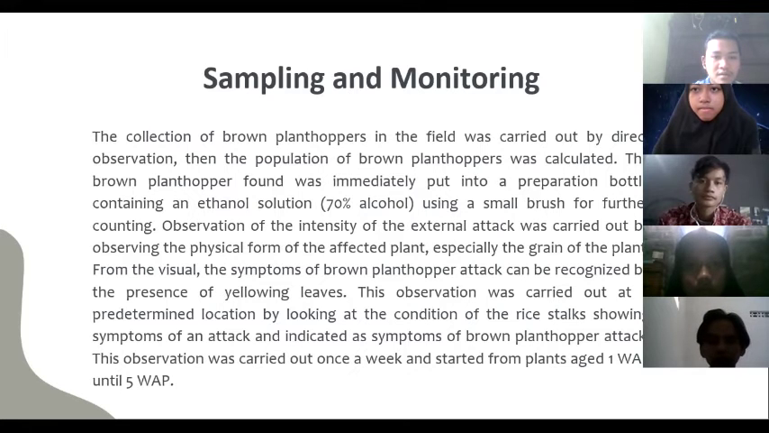From the visual, the symptoms of brown planthopper attack can be recognized by the presence of yellowing leaves. This observation was carried out at a predetermined location by looking at the condition of the rice stalks showing symptoms of an attack and indicated as symptoms of brown planthopper attack. This observation was carried out once a week and started from plants aged 1 week after planting until 5 weeks after planting.